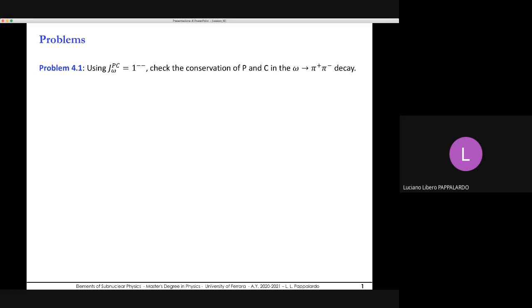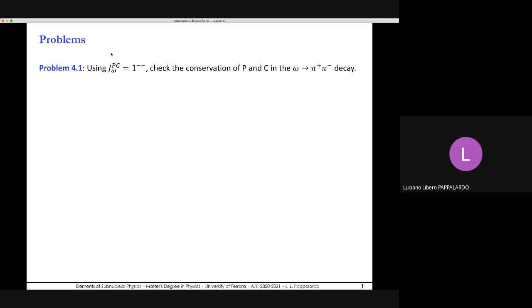So using J^PC of the omega equal 1 minus minus, check the conservation of parity and charge conjugation in the decay omega into pi plus pi minus. So this JPC is the standard notation to provide the relevant quantum numbers. J is the total angular momentum, and P and C are essentially the eigenvalues of the parity and charge conjugation operators.